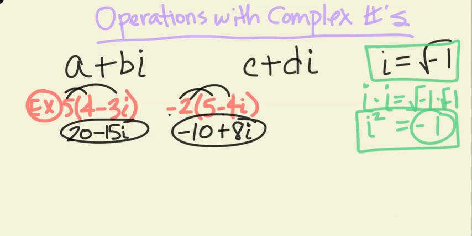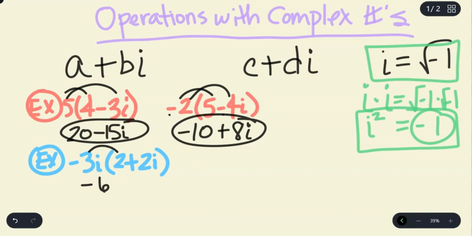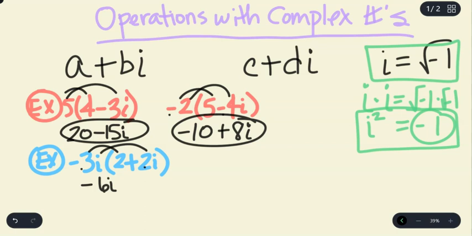So let's do a second set of examples here. What if I put -3i and then 2 plus 2i? I'm going to do the same thing. I'm going to distribute. -3i times 2 is -6i. But what's -3i times 2i? We'll treat the i like a variable. So I have -3 times 2, which gives me -6. But then I have i times i, which is i squared.